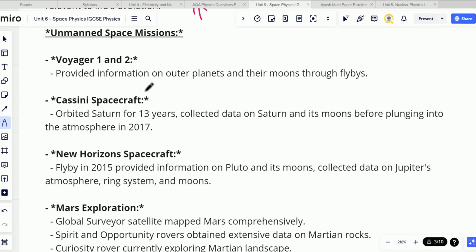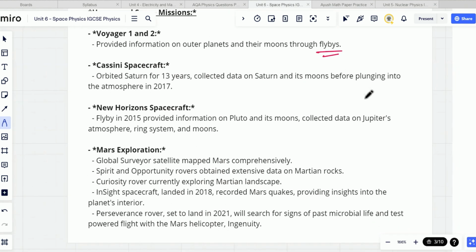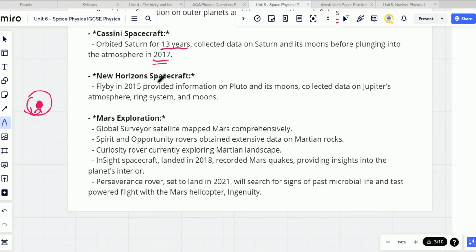See this part. Voyager 1 and 2 provided information on the outer planets and the moons through flybys. They fly by the planets and get all the details by taking pictures. Then we have the Cassini spacecraft, which orbited Saturn for 13 years and collected data on Saturn and its moons before plunging into the atmosphere in 2017. So they keep on revolving around the planets, and when their time is up, they basically get destroyed. They fall into the atmosphere of those planets.